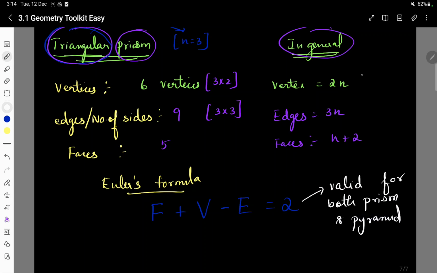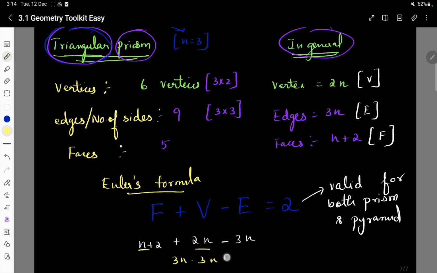So here vertex is V, edges is E, and F is nothing but faces. Just we can check: in place of F I can put n plus 2, in place of V I can put 2n, in place of E I can put 3n. So now if you calculate this, n plus 2n, minus 3n, plus 2. The 3n minus 3n will get cancelled, so it will be equal to 2. So always we will get 2 here. So this is what we have in the prism.